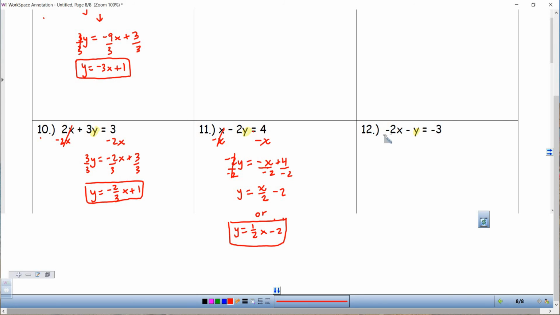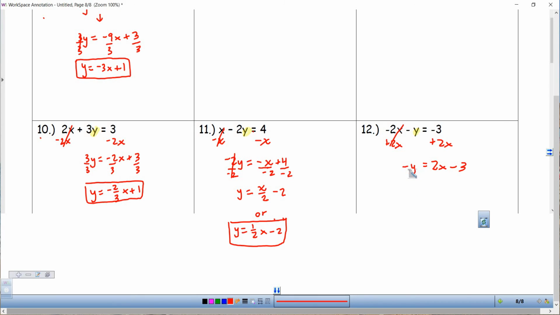This one right here is very similar to this one right there. I have a minus 2x minus y equals negative 3. I'm going to go ahead and add 2x to both sides. Those are going to cancel. Now be careful, it's not y that's left, it's a negative y. And then again, negative 3 plus 2x is going to be the same as 2x minus 3.